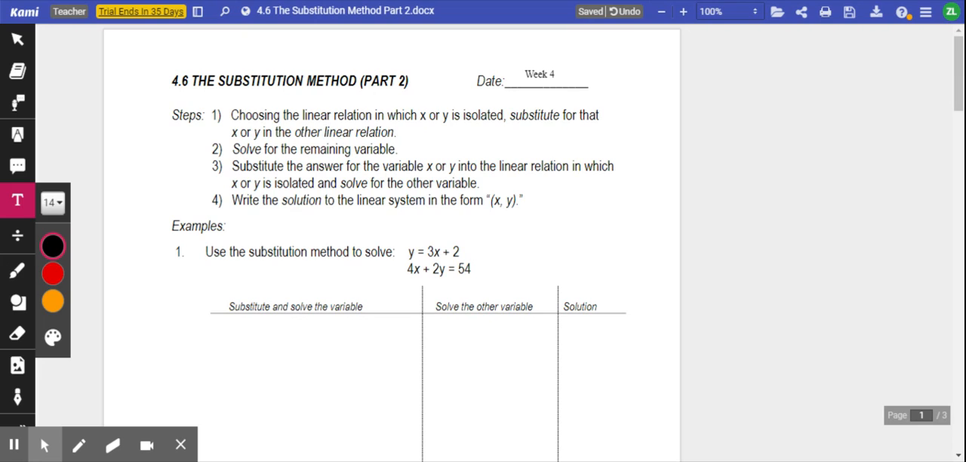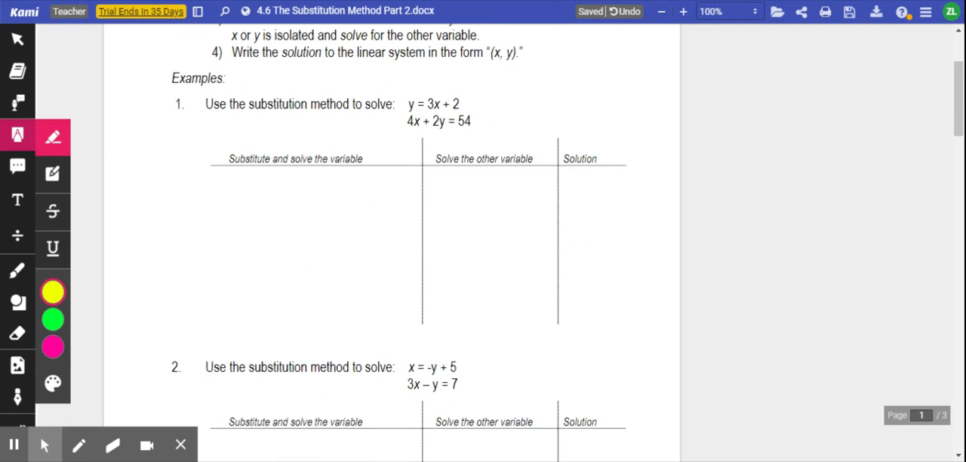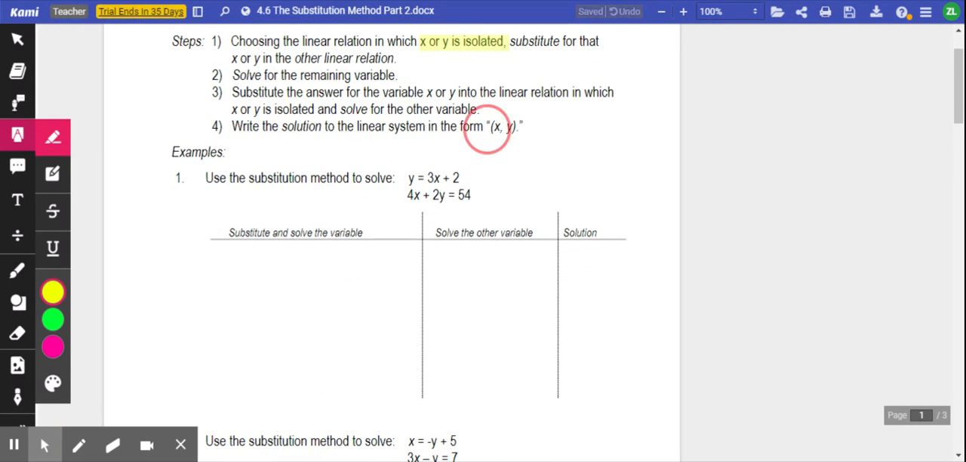So once again, the steps are choosing the linear equation in which x or y is isolated. So that's an important term there that we'll look at. And then substitute that for x or y in the other equation, okay? Your job is to solve the remaining variable, whether that is x or y, and substitute that into the other equation to solve for the other. When the solution is done, we're once again going to put it in coordinates because it is our solution of the two lines.